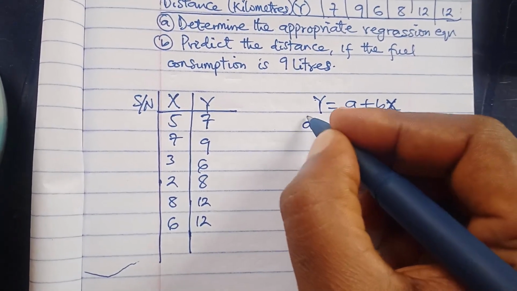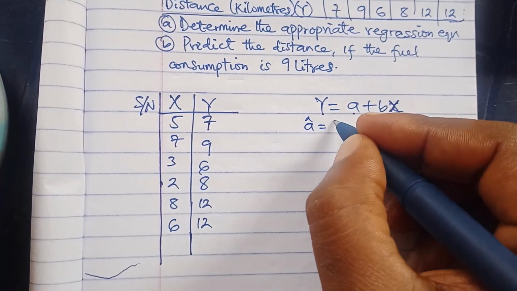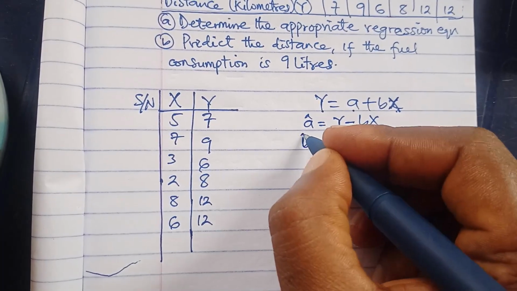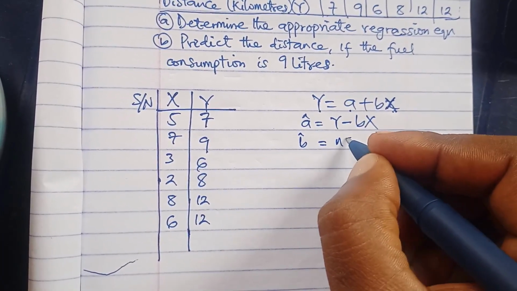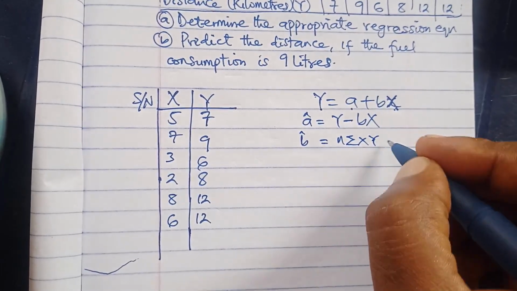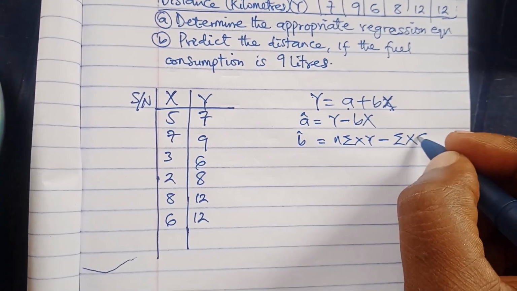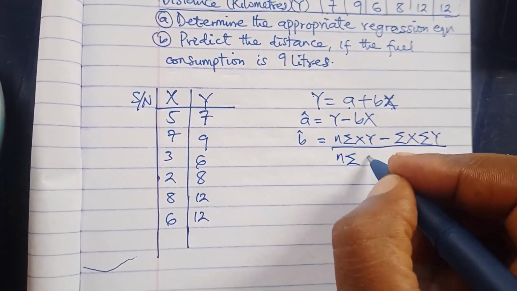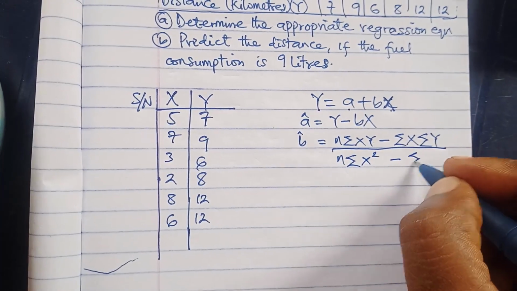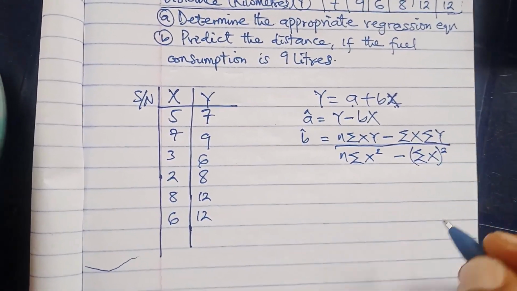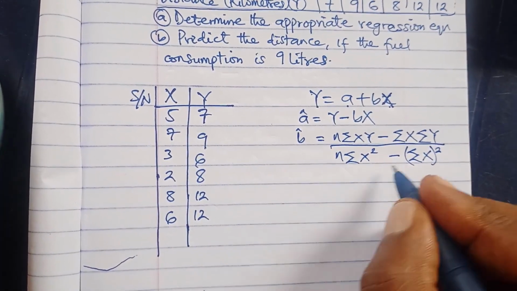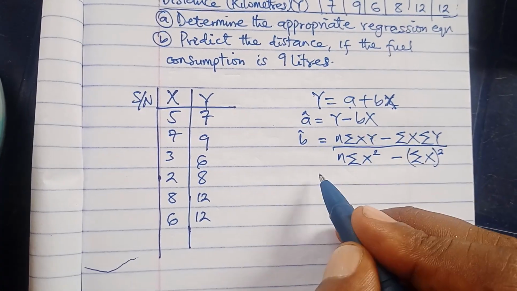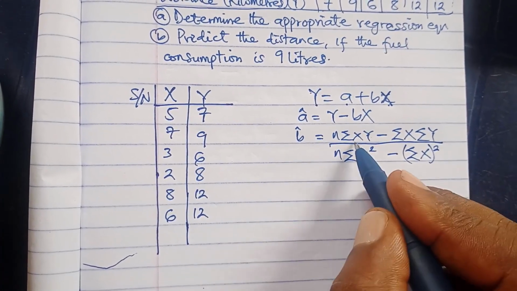If we are estimating for a, we make a the subject of the formula, it becomes y bar minus b x bar. If we are estimating for b, b becomes n summation xy minus summation x summation y, all over n summation x squared minus summation x all squared. So we need to find b first, because in the formula for b we don't need a, but in the formula of a we need b. So find b first, and in the formula of b we have xy.